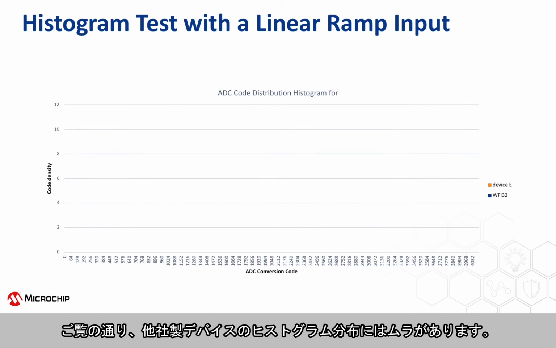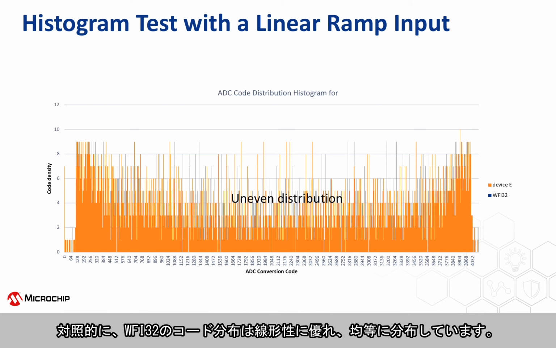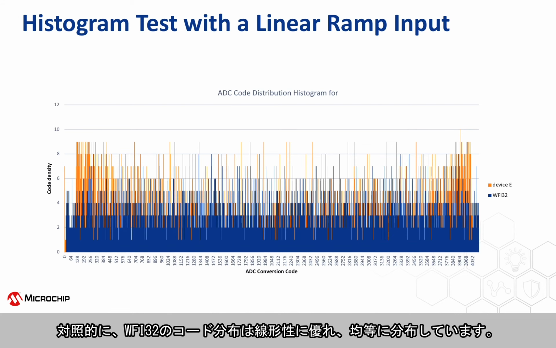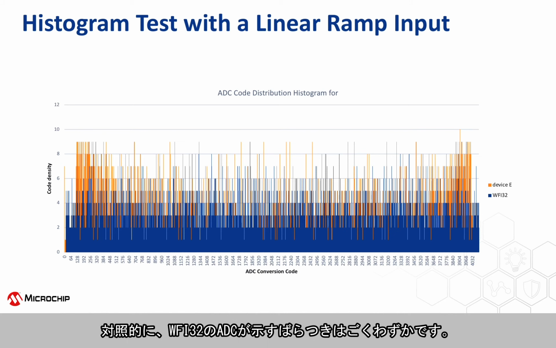As you can see, the histogram of similar devices from other vendors is distributed unevenly. In comparison, the code distribution of WFI32 is highly linear with an even distribution. This means that the ADC of device E generates different output codes for a given input voltage when sampled at different points of time. In comparison, the WFI32 ADC has a very small variance in this situation.